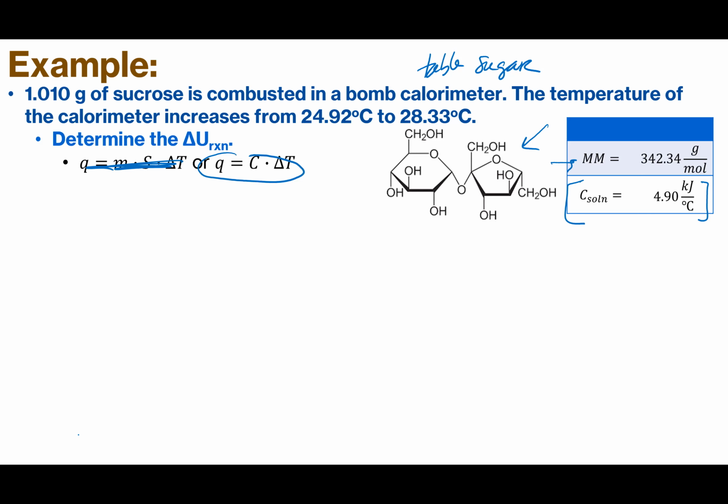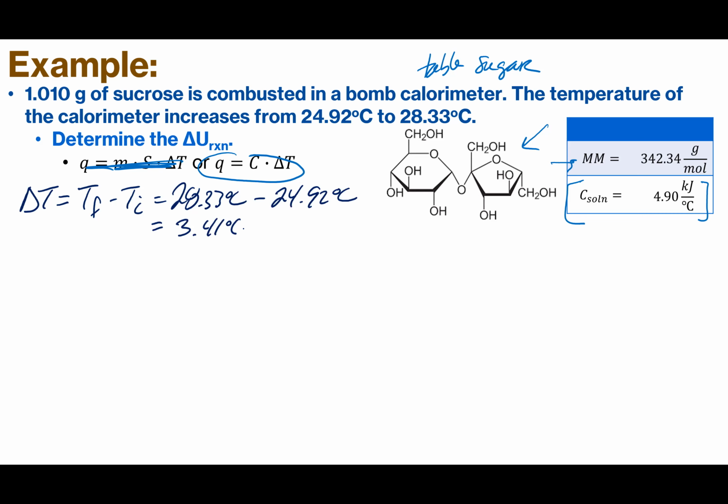Okay. Low hanging fruit first. Let's get delta T out of the way. Delta T is final minus initial, which is 28.33 Celsius minus 24.92 Celsius, which is 3.41 Celsius. Okay.